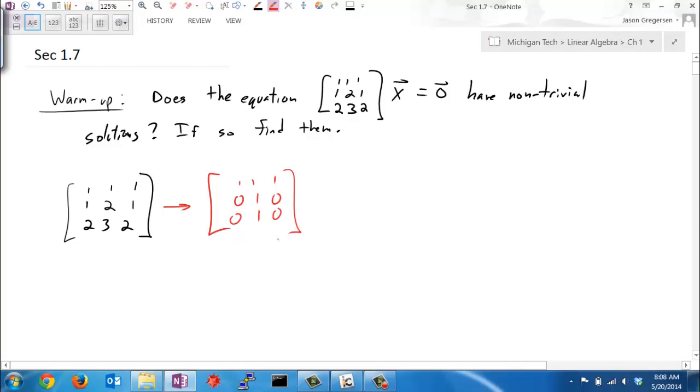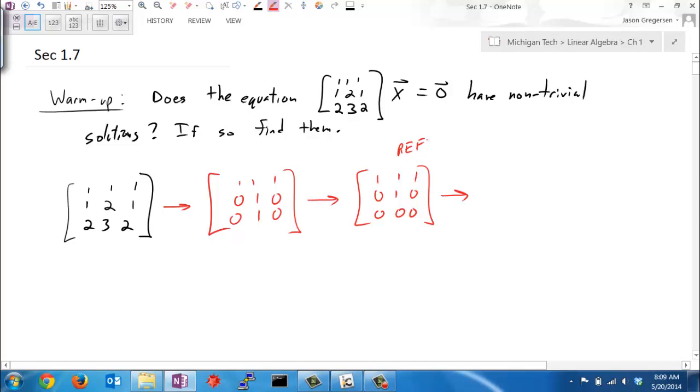I'll keep the first row the same, keep the second row the same. And now I'm going to take the third row minus the second row. Now at this point, I should be able to tell whether there are non-trivial solutions. Are there non-trivial solutions? Certainly are, because I have free variables. What's my free variable here? X3. All right, so now I have an REF form so I can make those statements and find the actual solutions.